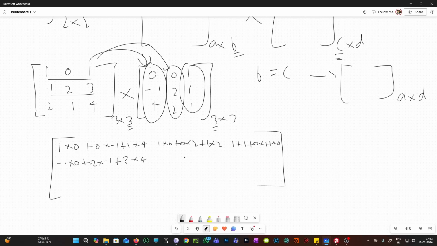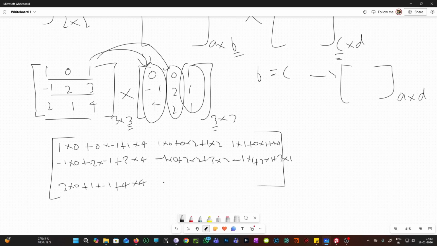Similarly, for this element we do minus 1 multiplied by 0, plus 2 multiplied by 2, plus 3 multiplied by 2. And for this element, we multiply this whole row by this whole column: minus 1 multiplied by 1, plus 2 multiplied by 1, and plus 3 multiplied by 1. Similarly, for this element, we multiply the last row by the first column: 2 multiplied by 0, plus 1 multiplied by minus 1, plus 4 multiplied by 4.